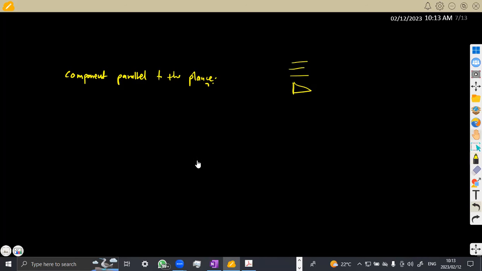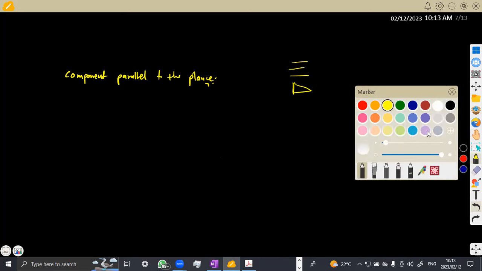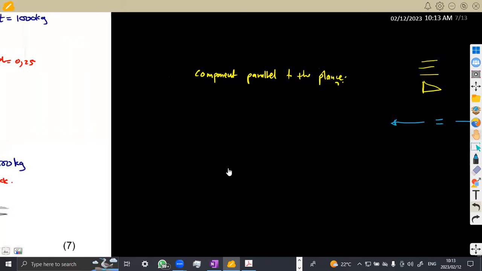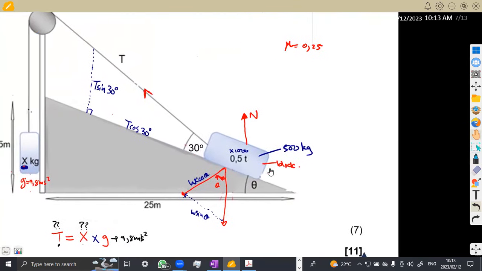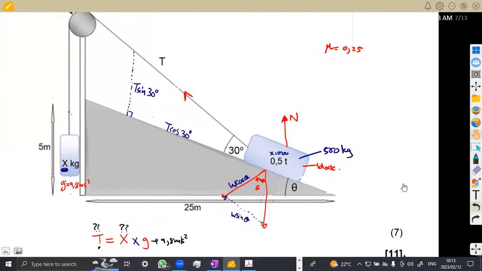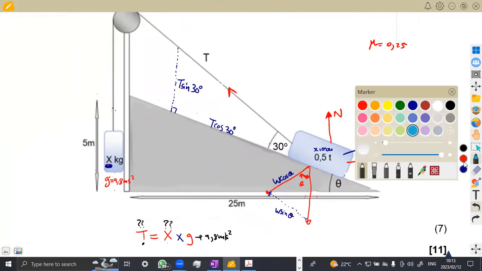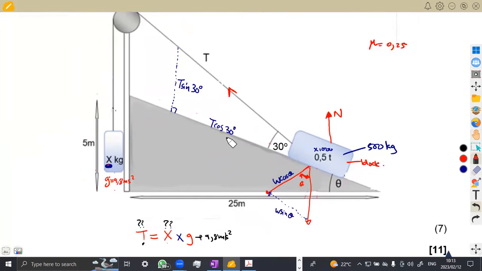We need to combine all the ones that are parallel. So what we need to know is that the ones that are going to the left must be equal to the ones which are going to the right, if we are dealing with a parallel. All right. So which are the ones which are referred to the left? To the left, guys, being parallel to the plane and going to the left, we are referring to this T cos 30 because it's supposed to be going in this direction. All right. So we've got T cos of 30 going to the left.